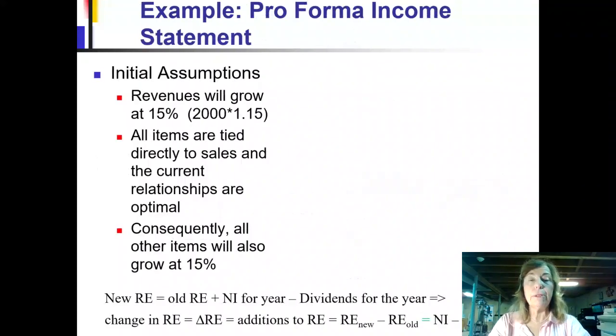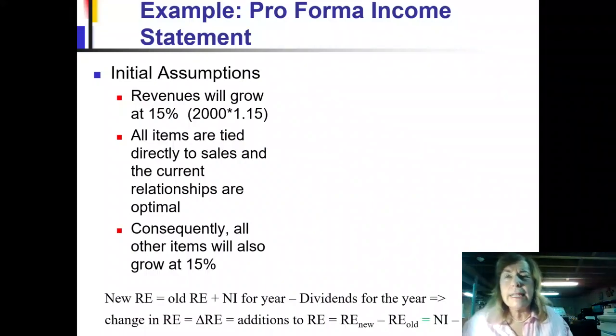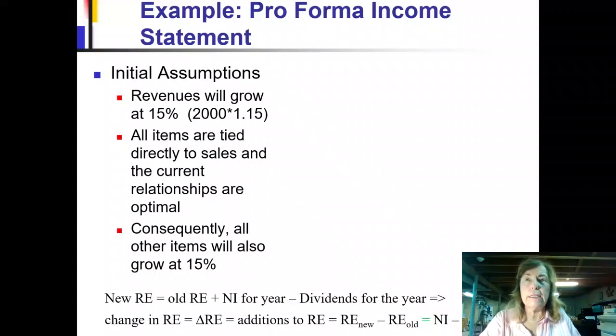Now let's make some simple assumptions. Let's let revenues grow next year at 15%. And let's assume that all items are tied to sales and our current relationships are optimal, then everything else will grow at 15%. The only thing that won't grow exactly that way is retained earnings. Our new number for retained earnings will be our old number for retained earnings plus any net income for this year minus the dividends going to be paid out this year.